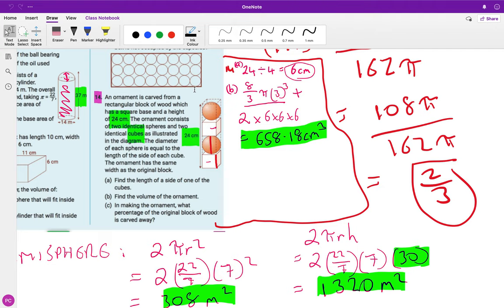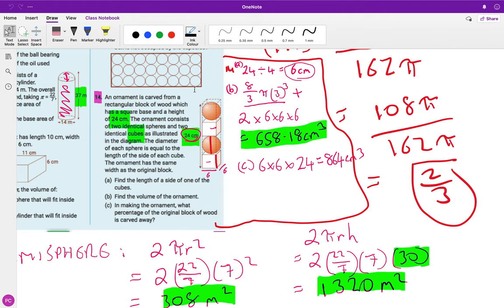So if we look at our diagram for a second, we know that this across here is 6, back here is 6, and we know the length is 24. So we can find the volume of that piece by doing, this is part C, 6 by 6 by 24, length by width by height. Which is equal to 864 centimeters cubed. That's the volume of our original piece of wood.